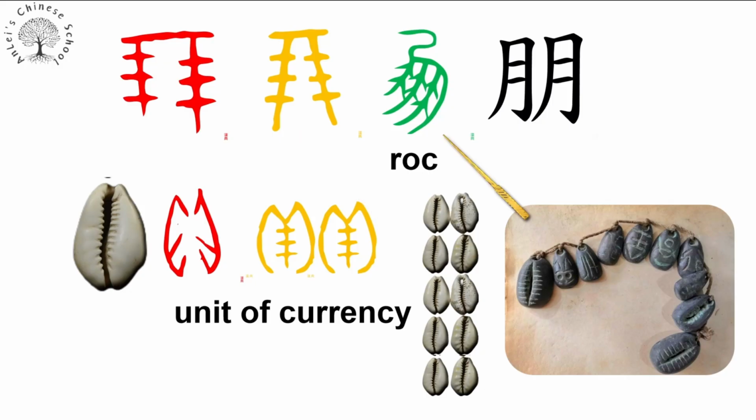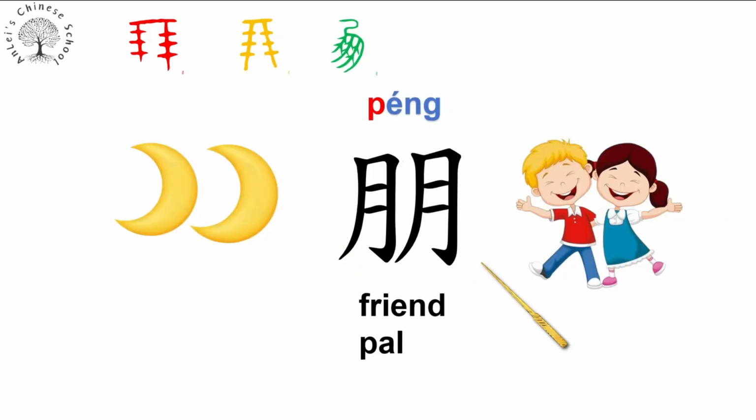Xiaozhuan script looks like a bird. It refers to a kind of mythological huge bird, the roc. Later, this character became two moons. The character Peng is composed of two moons. The left side and right side are the same. Left side equals right side. That is equality, the most important foundation for friendship. Peng, friend.